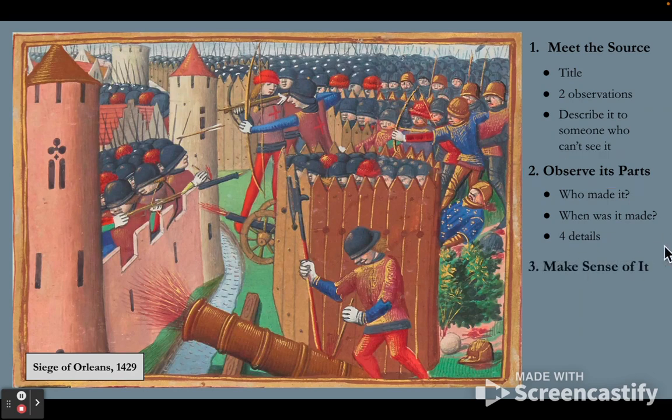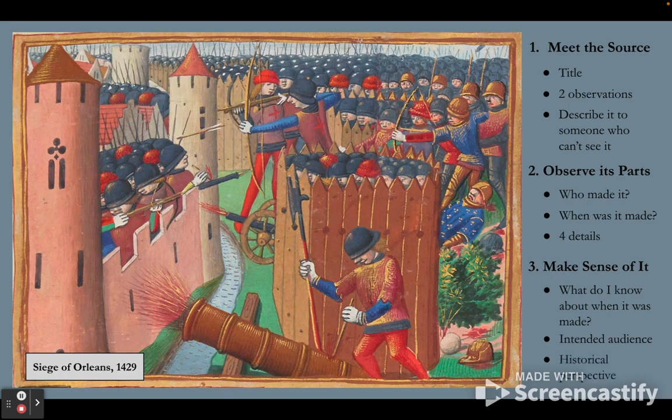The next step is to make sense of it. What do I know about when it was made? Well, I know that it was around the time of the 100 Years' War. The intended audience, I'm assuming, is going to be people that were living at the time that weren't at the battle, that maybe needed to know what the battle looked like or felt like or what happened there.